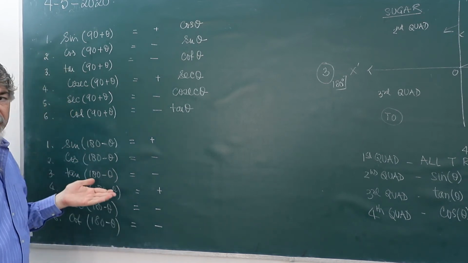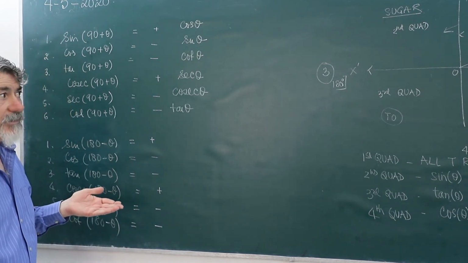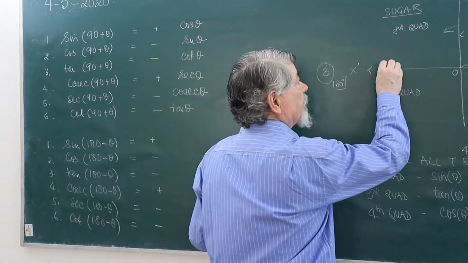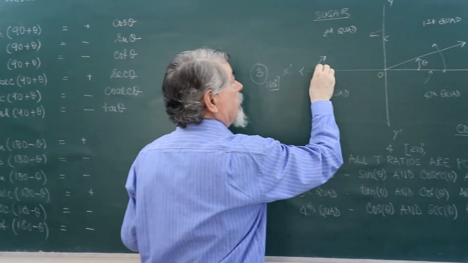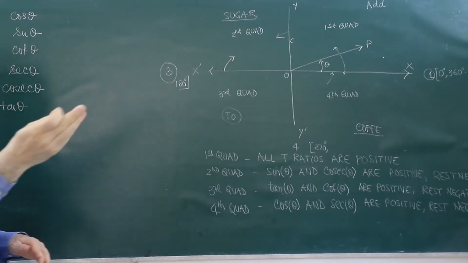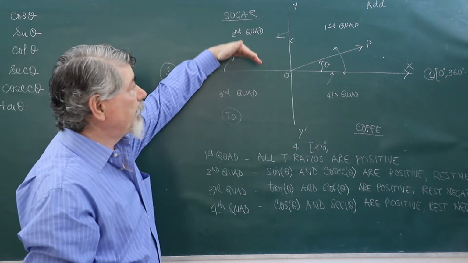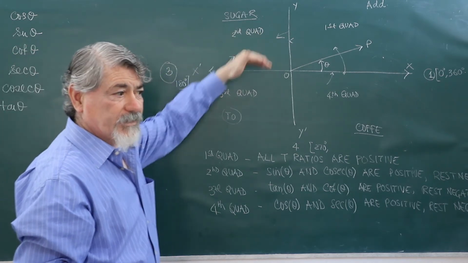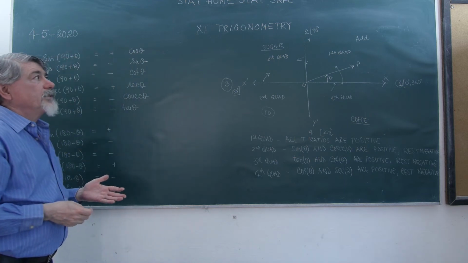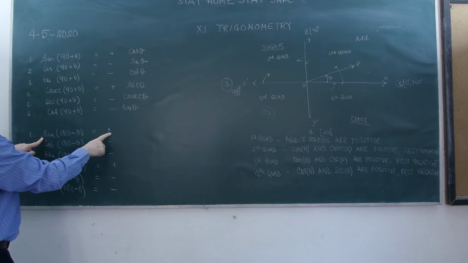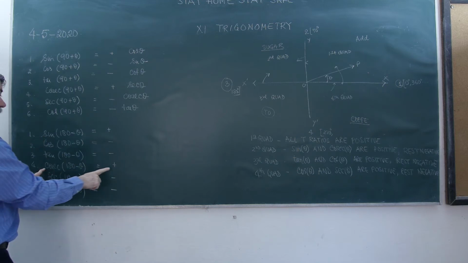Now let us take the example of 180 minus theta. Sin(180 minus theta). 180 minus theta will also come into this. If you are subtracting something from 180, you move back, so you come into the second quadrant. In the second quadrant, sine and cosec will be positive. So in front of sine I have written plus, in front of cosec I have written plus.